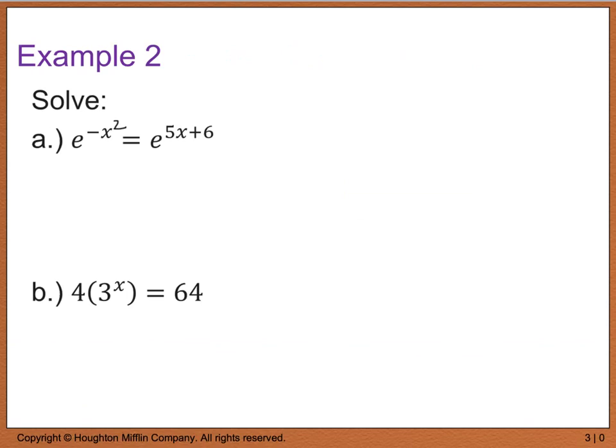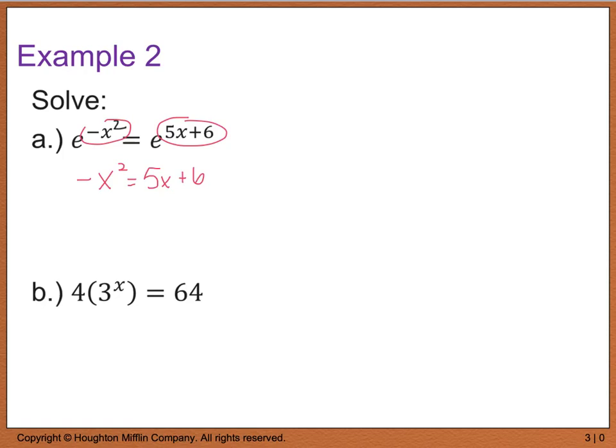This is already written in the one-to-one form, so all I have to do now is look at my exponents here and use the one-to-one property and set them equal to each other. So I have negative x squared equals 5x plus 6.